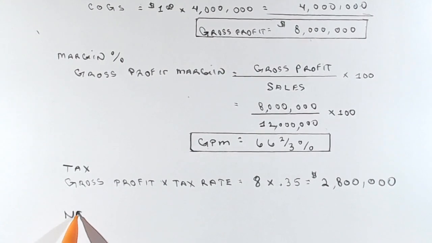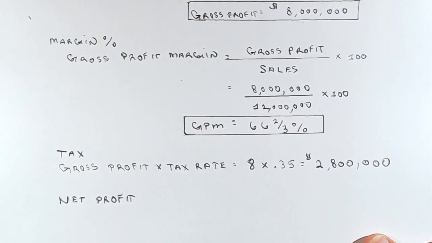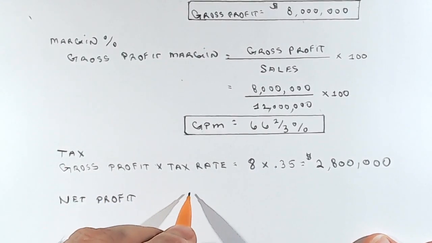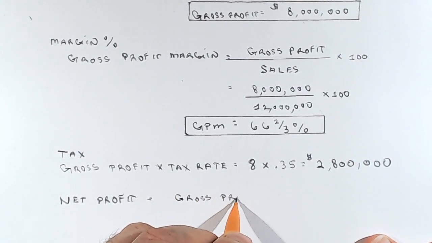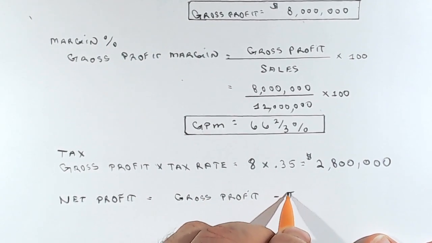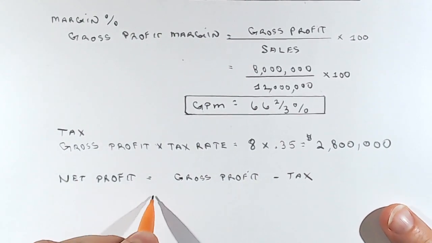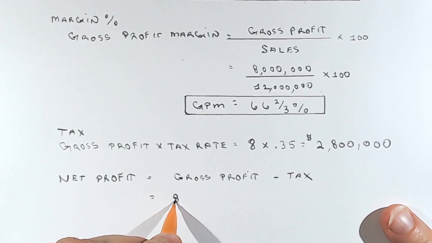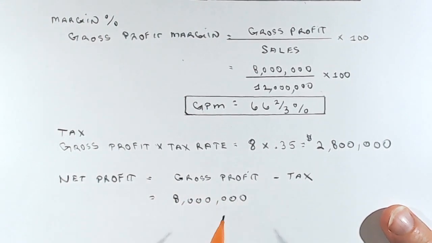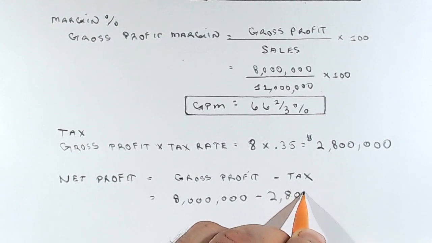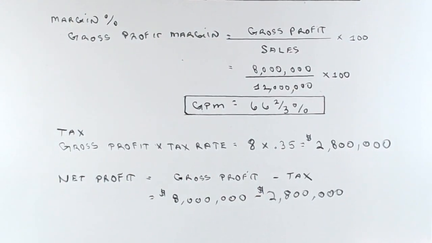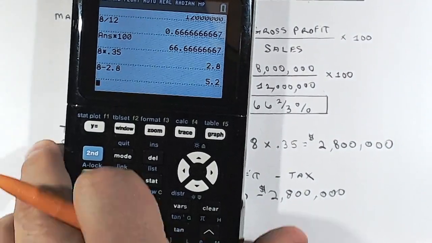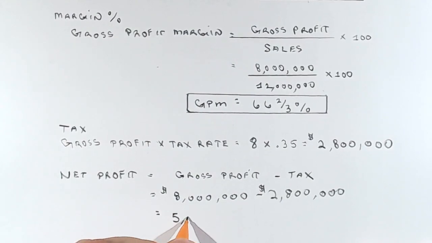So net profit after tax, again we're assuming there's no other expenses in the business, net profit is just going to be equal to our gross profit minus tax, because that's the only other expense we have. So net profit is equal to $8 million minus $2,800,000. And we should put dollar signs. Let's see what that is. 8 minus 2.8 is 5.2 million, so this is $5,200,000.